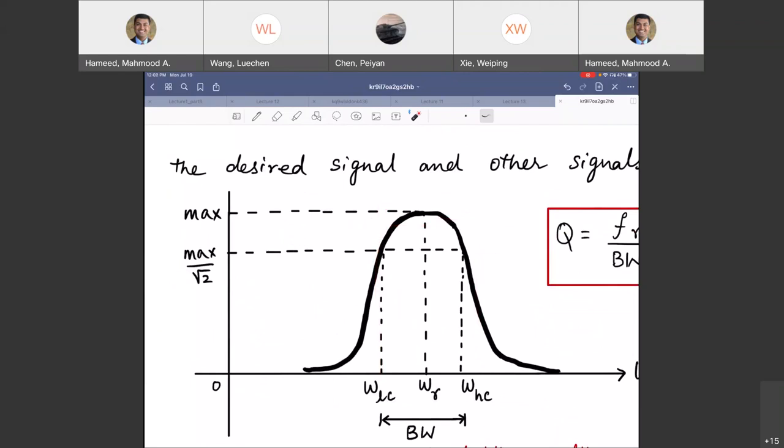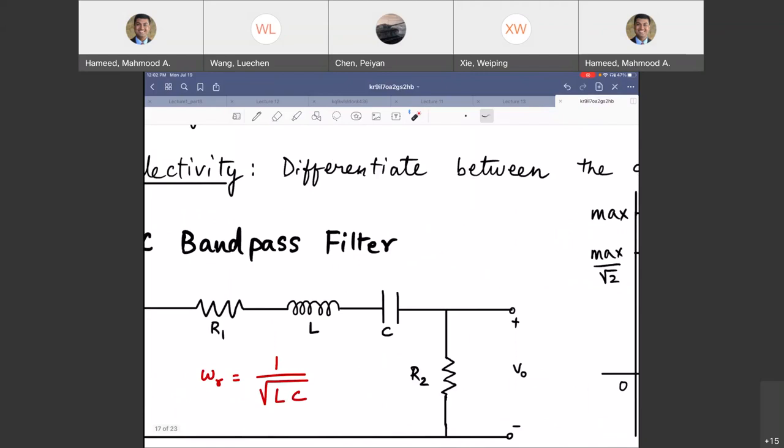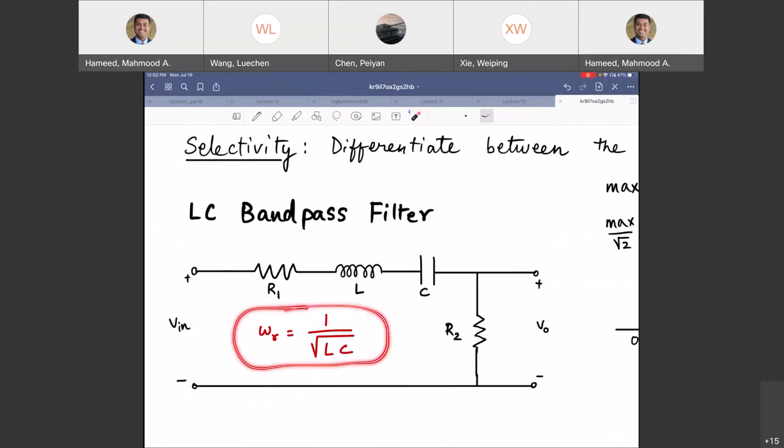The other aspect is what? Tunability. Can I move this particular filter up and down? Can I tune it to different resonant frequencies? What do I need to do to change the resonant frequency of a filter? LC, right? So I need to change the values of L and C such that omega R for this LC bandpass filter is 1 divided by square root LC. So by changing the values of L and C, I change where the bandpass filter is, right? I can tune it.